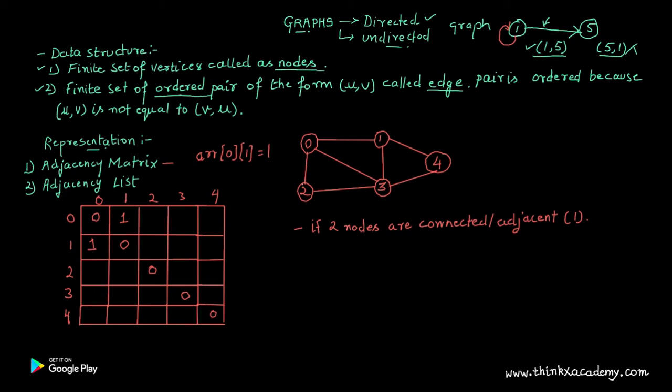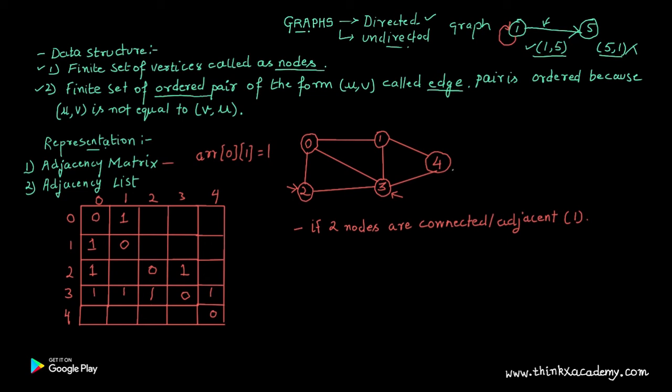Now let's pick up the node 2. 2 is connected to 0, so I will mark it as 1. 2 is connected to 3, so I will mark 2, 3 as 1. So now since all the adjacent elements have been filled, I will pick up another node, which is 3. 3 is connected to 0, so I will mark it as 1. 3 is connected to 1, so I will mark it as 1. 3 is also connected to 2, so again 1. Then 3 is connected to 4, again 1.